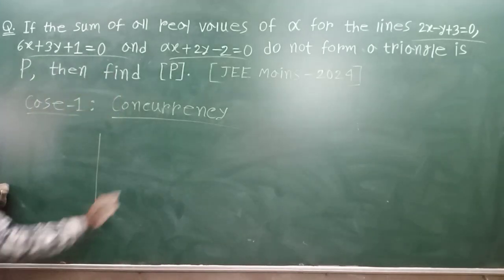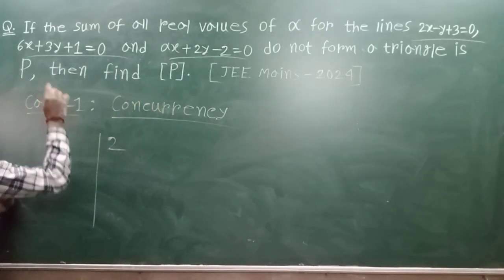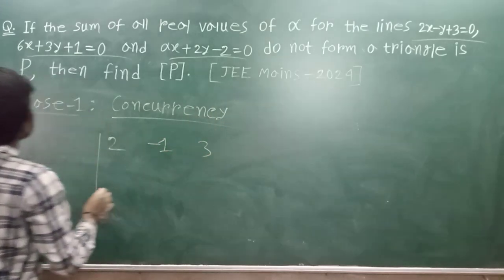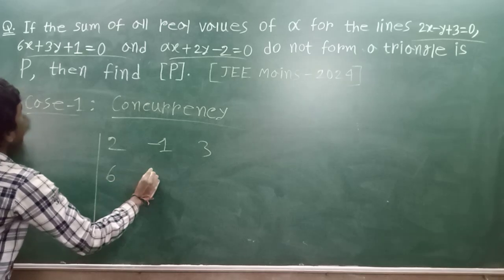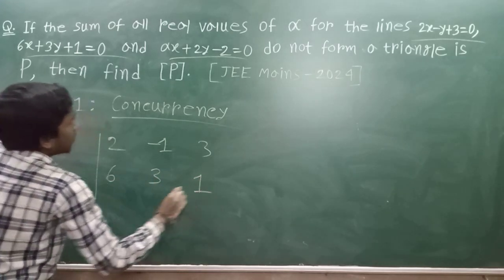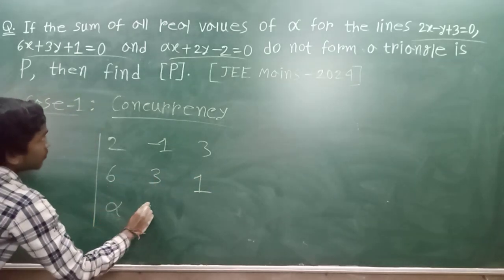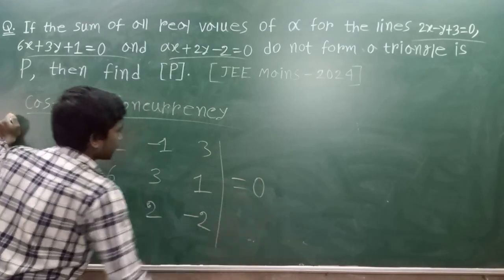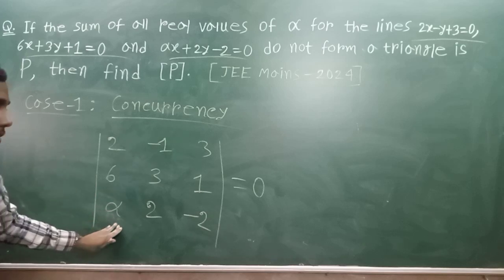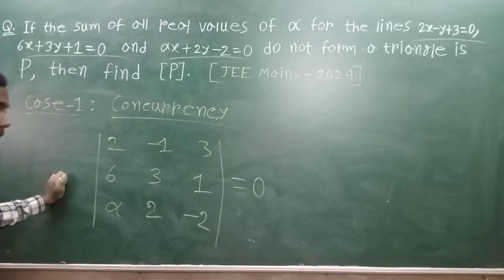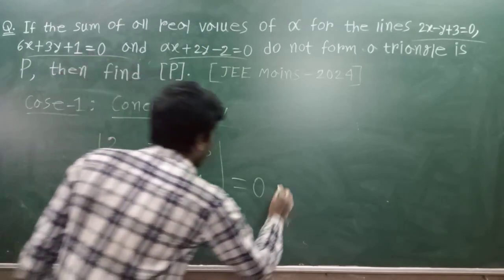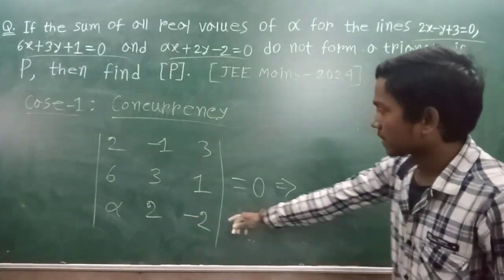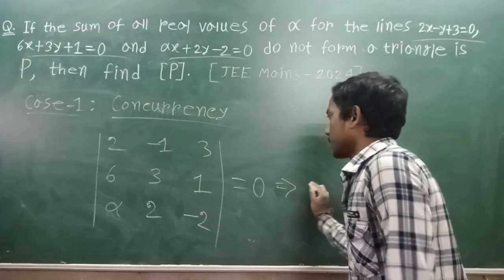So we can write the determinant: 2, minus 1, 3, 6, 3 plus 1, and alpha, 2, minus 2. This is equal to 0. Now if we expand this determinant, we will get the value of alpha. So let's expand this. This implies 2 into minus 6 minus 2, that is minus 8.